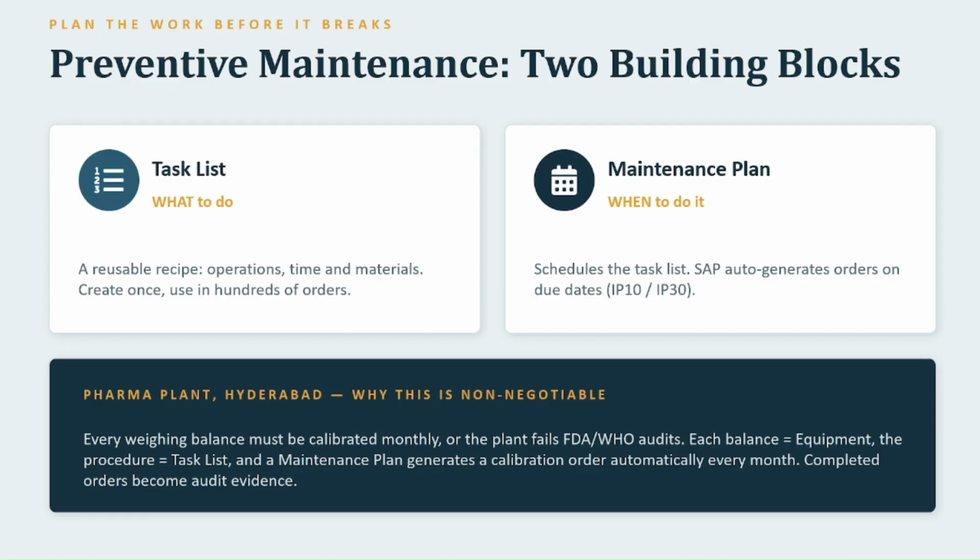But how do they know they have to do the calibration? So we create a maintenance plan. The plan generates a calibration order automatically every month. According to the month, the technician does the calibration activity for every order and completes the order. So this is basic information about the plant maintenance module.